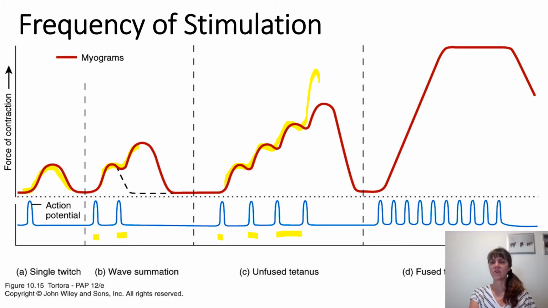If we see such frequent stimulation that there is no relaxation in between contractions, that is known as fused tetanus. Please know for this class, I do not need you to know the difference between unfused tetanus and fused tetanus. You can simply understand a twitch contraction, wave summation, the treppe or staircase effect, and tetanus.